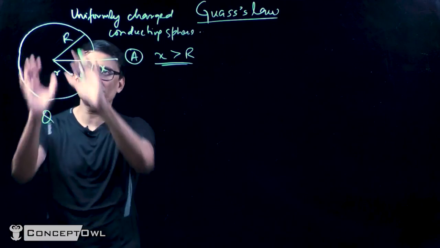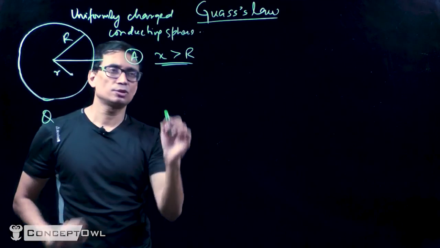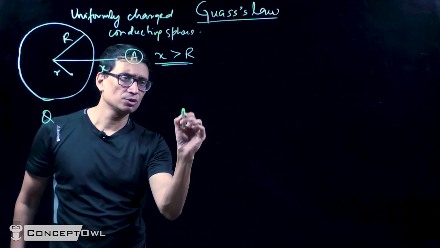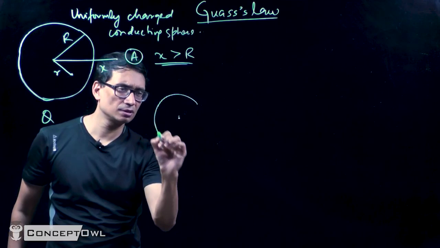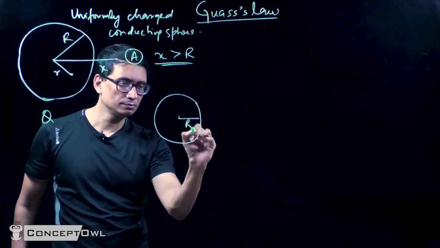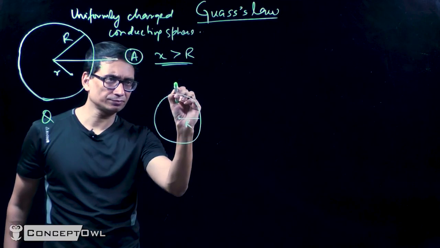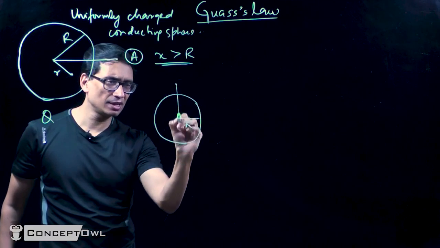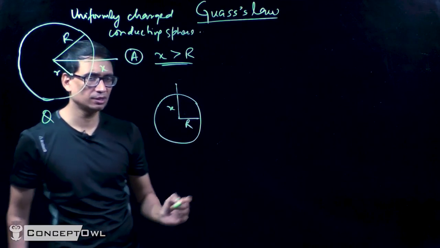Now let me just draw this sphere here separately, and I'll make it slightly smaller so I can draw it neatly. So let's say this is my sphere, and this is r, and I want the field at a point which is distance x from the center of the sphere.